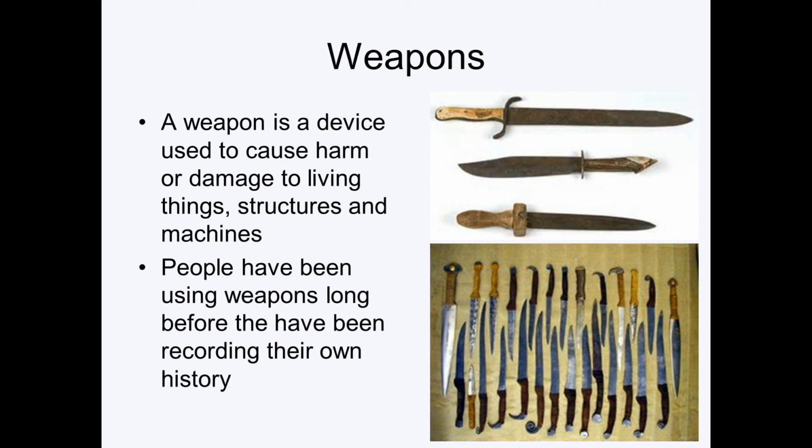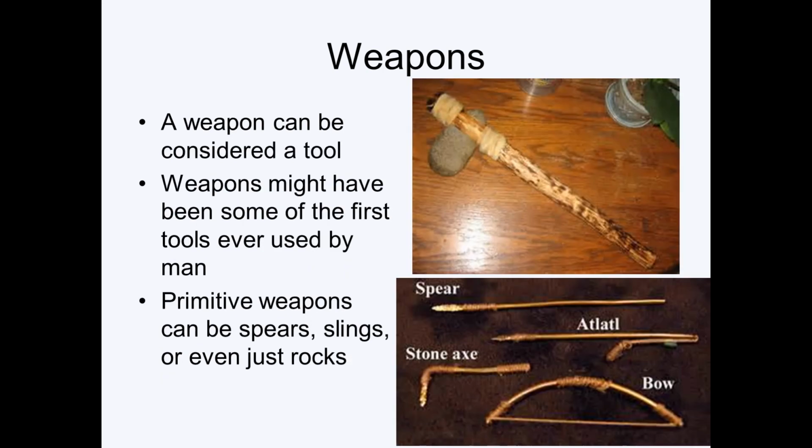A weapon is a device used to cause harm or damage to living things, structures, and machines. People have been using weapons long before they have been recording their own history. So, yeah, weapons have been around in human history for a long time. A weapon can be considered a tool. Weapons might have been some of the first tools ever used by man. Primitive weapons can be spears, slings, or even just picking up a rock and using it as a weapon.